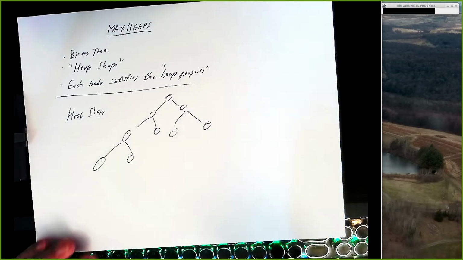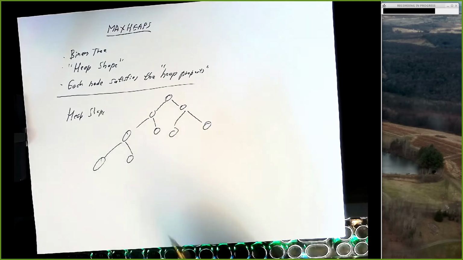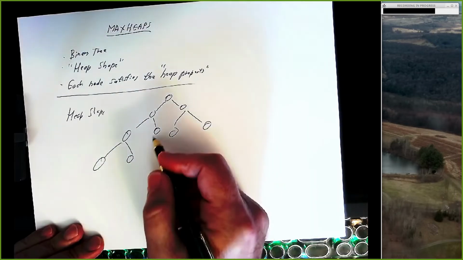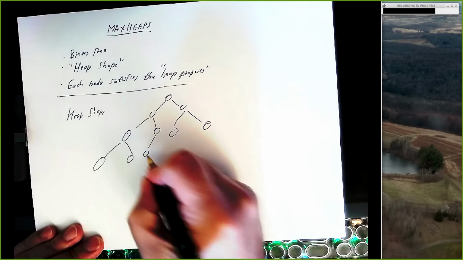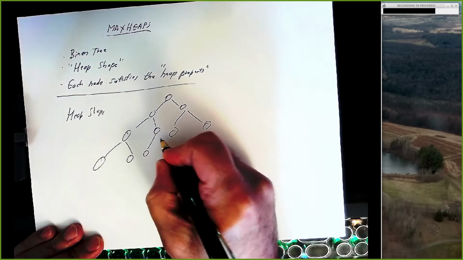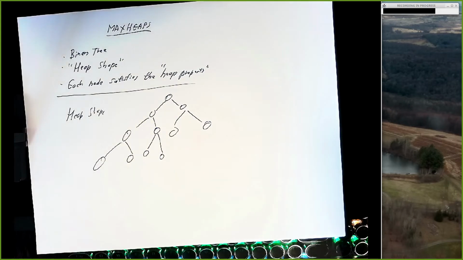But if I only have 9 things in my heap, I've got 1, 2, 3, 4, 5, 6, 7, 8, 9 nodes in my tree. I can't have anything hanging off of these. But if I were to add a 10th thing to my heap, it would have to go right here. And if I add an 11th, it's got to go over here, and so on. So can a heap be unbalanced? I don't think a heap can be unbalanced. Okay.